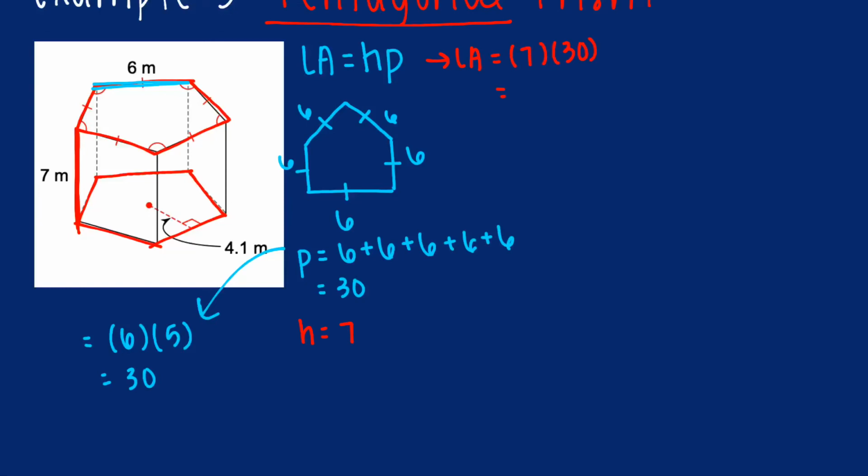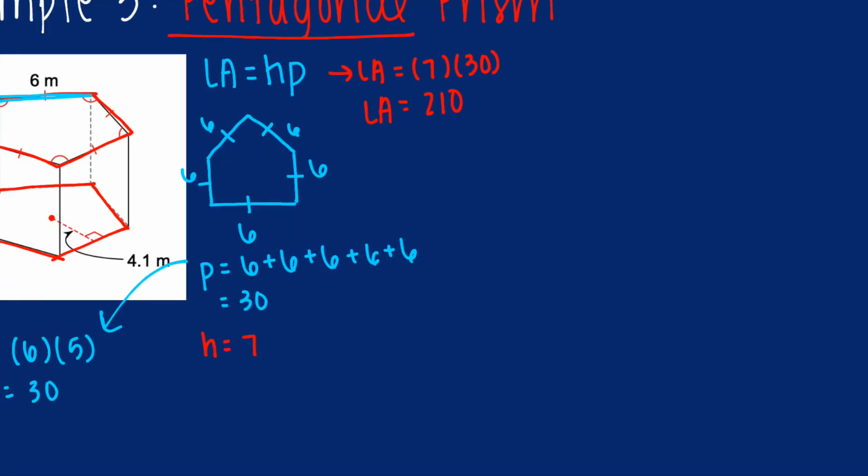And then of course when you plug this into your calculator, you should get 210 as your lateral surface area. Now for our total surface area, that is lateral plus 2 times the area of the base. I first need to find the area of the base.